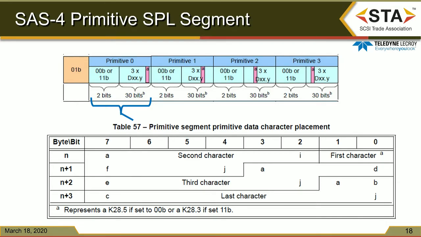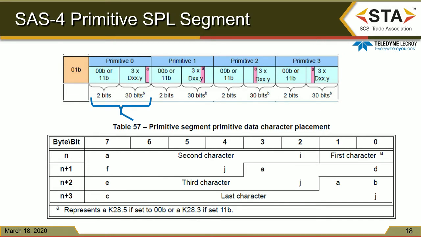One of the more confusing points, they elected to encode legacy primitives using 10-bit symbols, not to be confused with AP10B encoding, just 10-bit patterns. So this table maps out the character placement for just one of the 4 primitives in a segment. So still 32 bits to transmit a primitive.